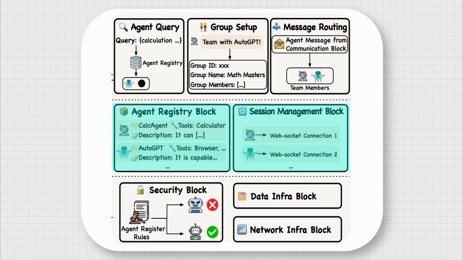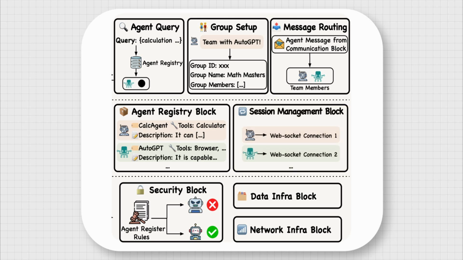The data layer manages information related to agents, group chats, and tasks. In this layer, the agent registry block maintains a comprehensive database of registered agents, including their capabilities and current status. The session management block manages active connections and ensures continuous communication between the server and connected clients.